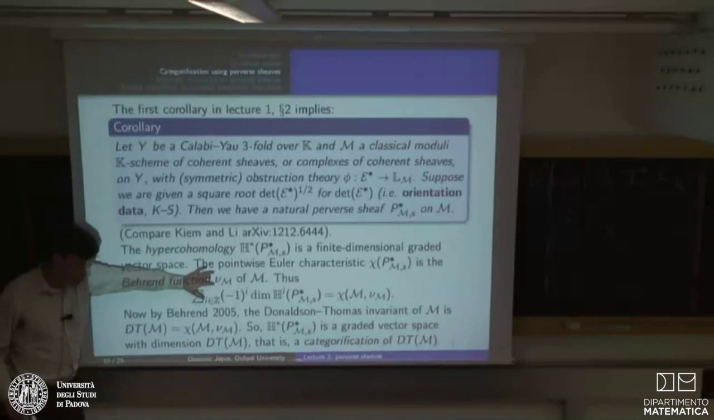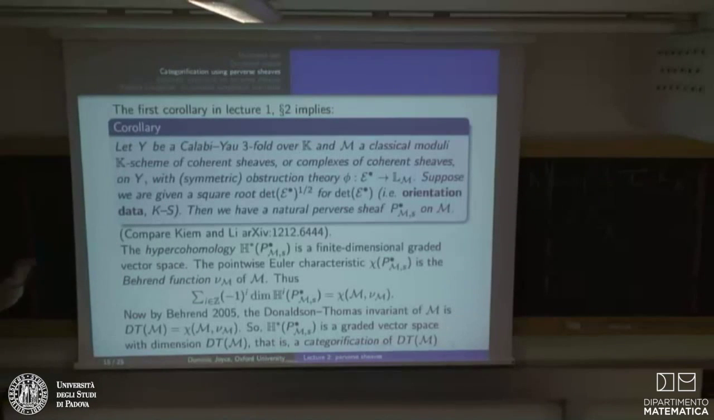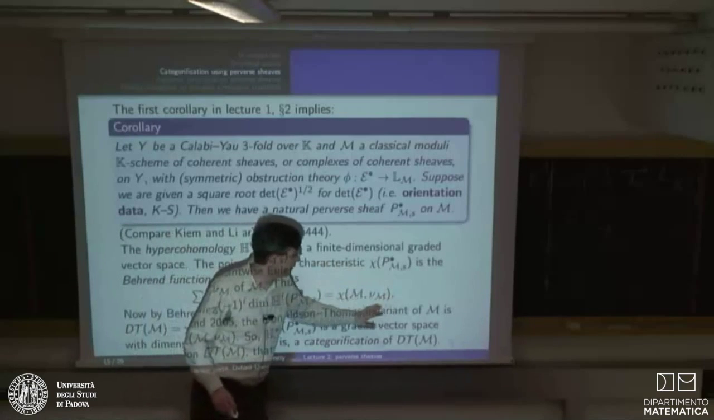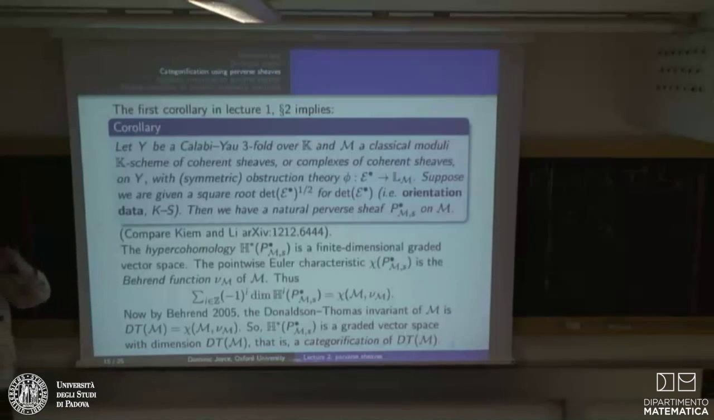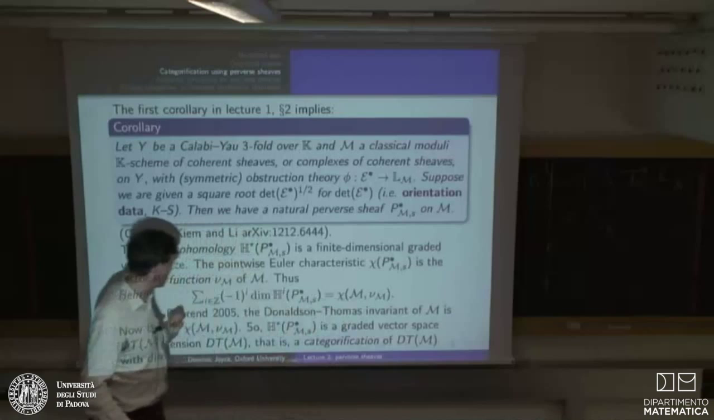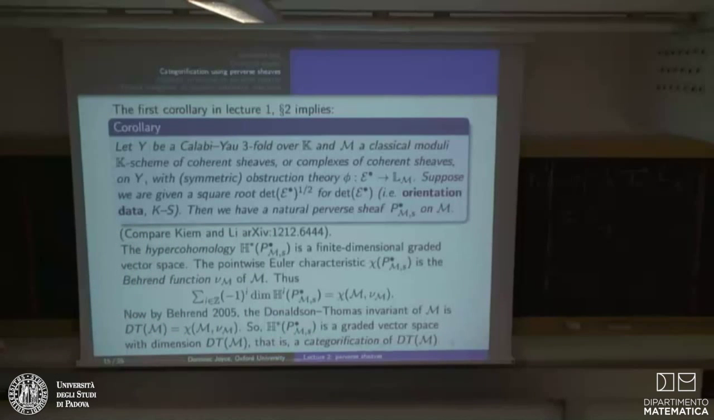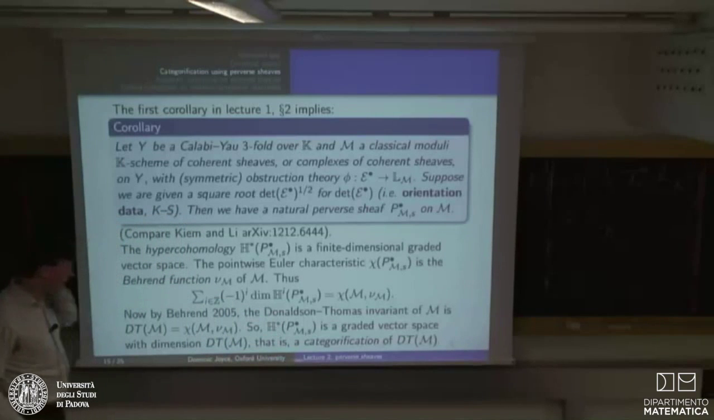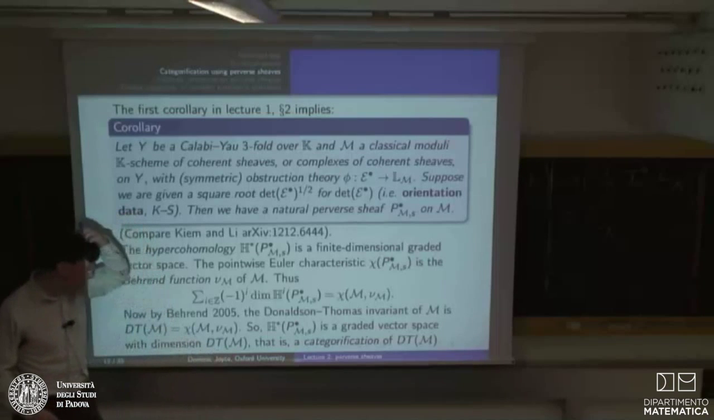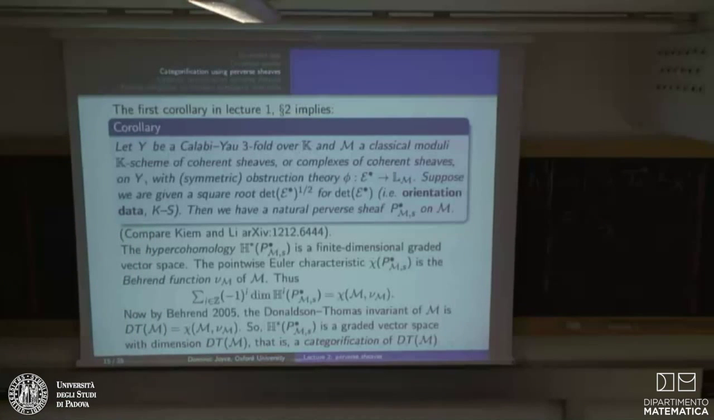So this is a constructible function with values in the integers. And by Kai's paper back in 2005, this right-hand side is just the Donaldson-Thomas invariant of the moduli scheme M, at least if M is proper. If it's not, we could basically define this to be the Donaldson-Thomas invariant. And therefore, this hypercohomology of this perverse sheaf is a graded vector space whose dimension is the Donaldson-Thomas invariant of M. So it's a categorification of Donaldson-Thomas theory. This could be interesting for a lot of reasons.